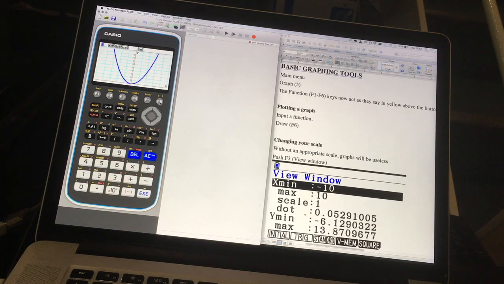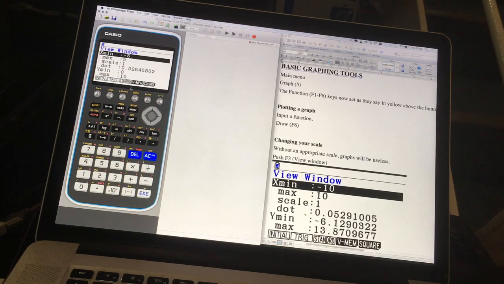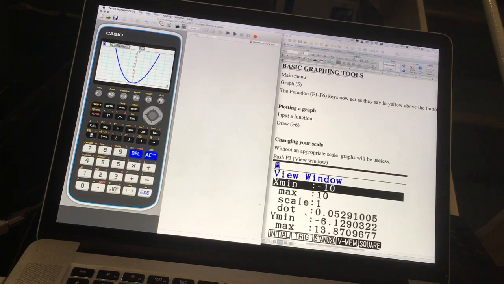Cool. Right. So on that view window, we've got a few different options. You can change the starting point of x and y, which is the x min and y min and y max. You can also change the scale. So the scale is how often the graph puts in a little dash on the axes. So for the graph I just plotted, you can see our scale goes up in ones all the way up to 5. I might want to change that, and it's very useful to change that if I'm plotting a trig graph.